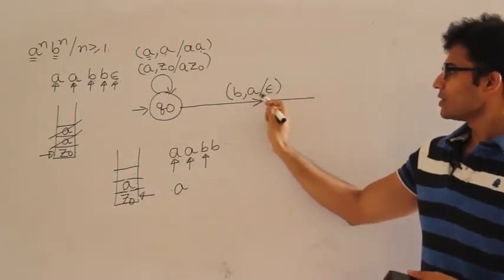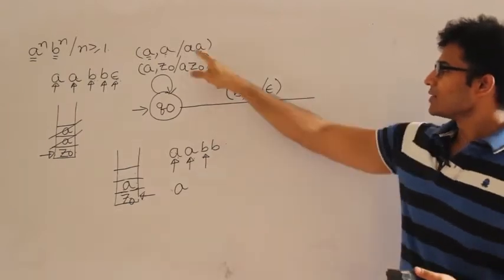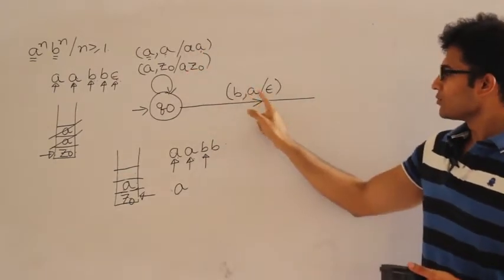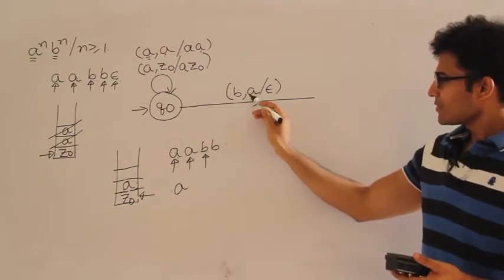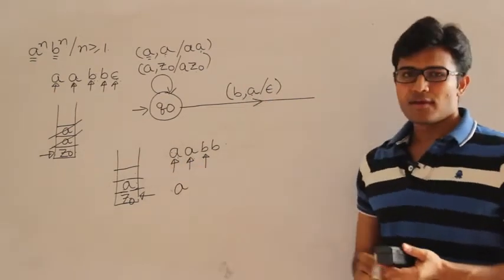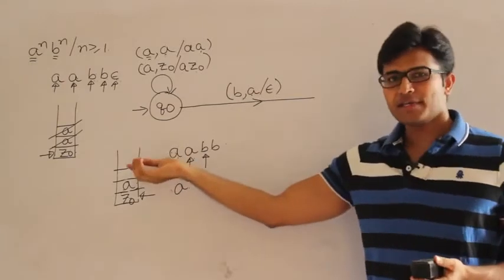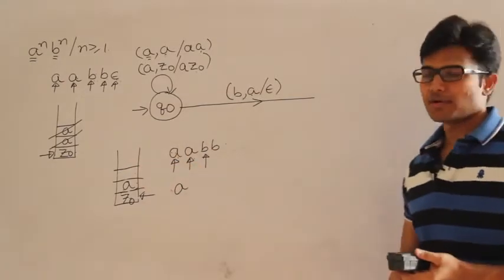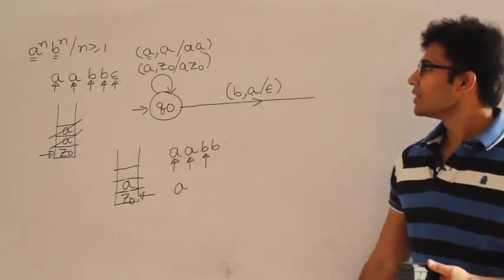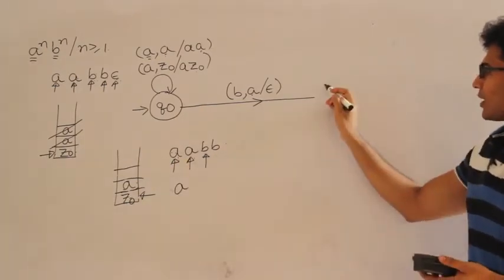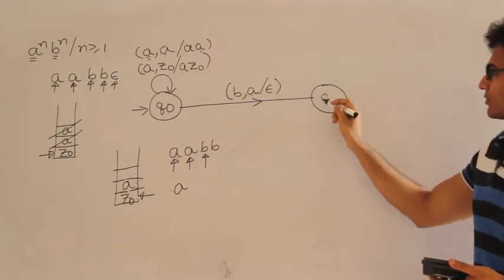This move is actually popping. Remember this. This move is actually pushing. This move is actually popping. The reason is I am saying that I have seen small a on top of this stack. When I said that small a is on top of this stack, I have actually removed it from the top, right? So I now replace it with epsilon. Therefore there will be simply a. Now I'll go to the next state, Q1.